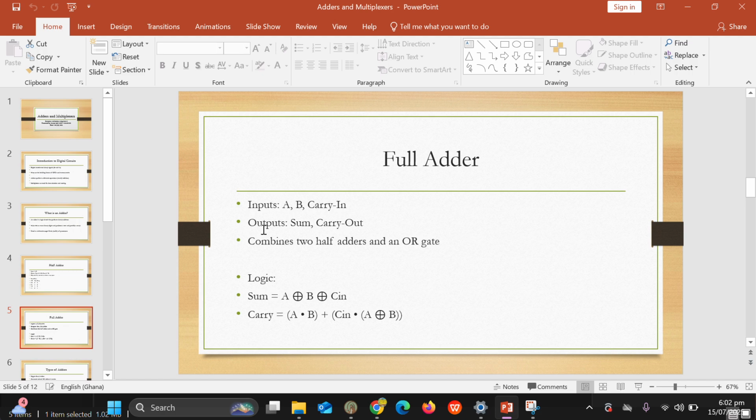The sum is obtained by XORing all three inputs. The carry out is generated using a combination of AND and OR logic. It is the standard unit for binary addition in processors, as you can see.